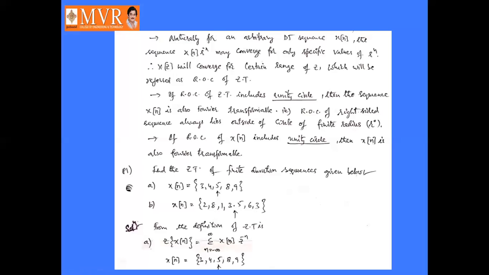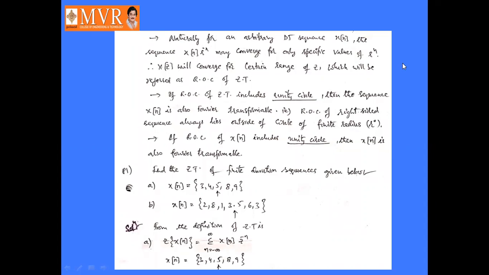So how to do this one? So we'll see the solution. From the definition of Z transform, how is the Z transform defined? So Z transform of X of n is equal to sigma n equal to minus infinity to infinity X of n into Z power minus n.